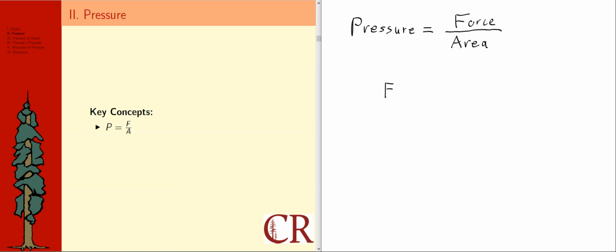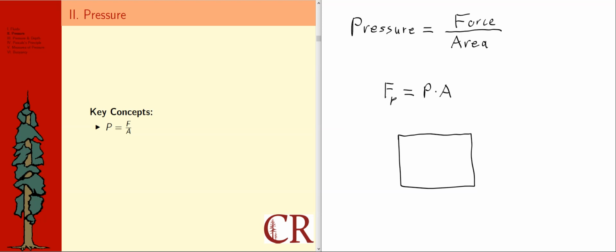So maybe I could symbolize that by saying F sub P. And if pressure is equal to force per area, then a force due to a pressure would be equal to pressure times area. So another definition for pressure is that if you take a fluid and you put it in a container, and let's say that fluid has a uniform pressure inside this container, maybe it's a gas, then the forces on the walls would be equal to that pressure times the area of each wall.